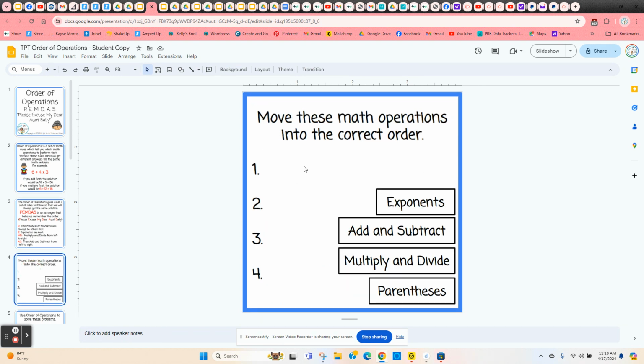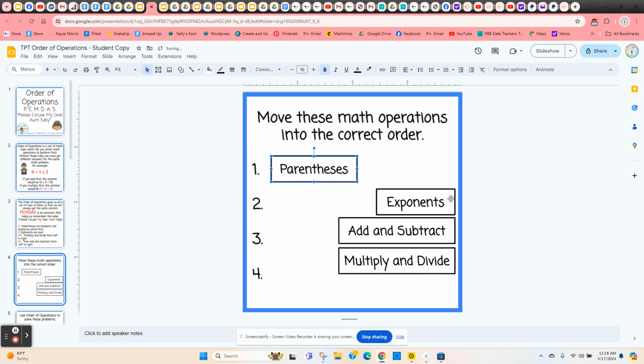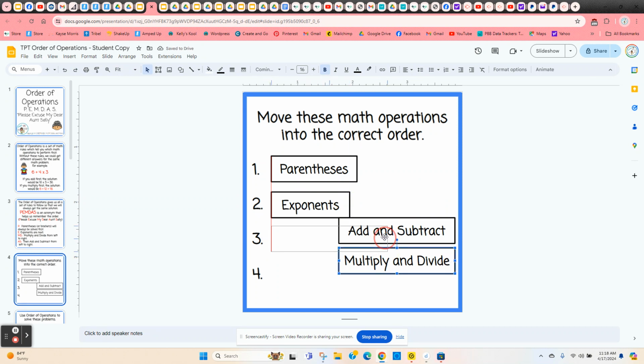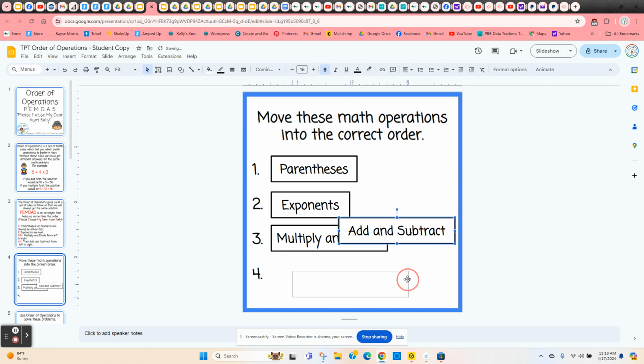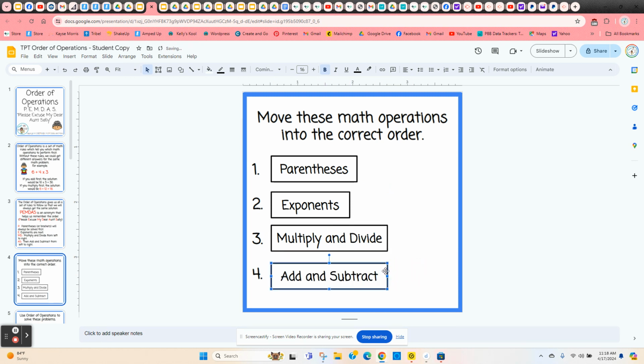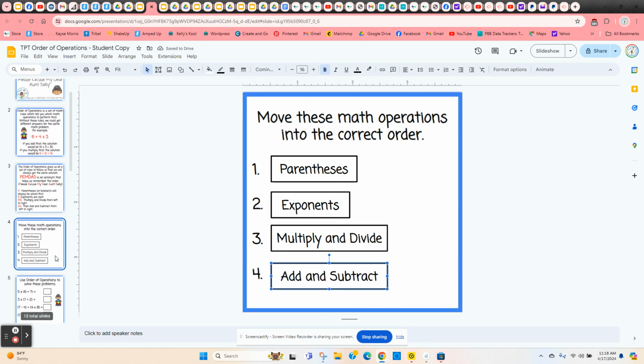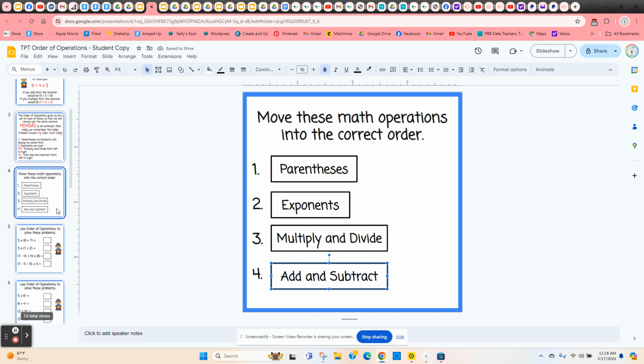So in the next slide, students are just going to be moving each of these steps into the correct place. So the first step would be parentheses. So they're going to click and hold on the edge, move this next to the number 1, exponents next, multiply and divide next, and then add and subtract last. So it's just a review of the steps they've just gone through.